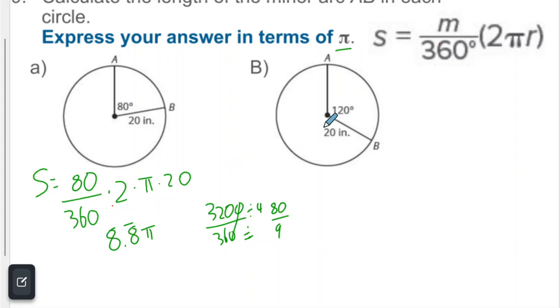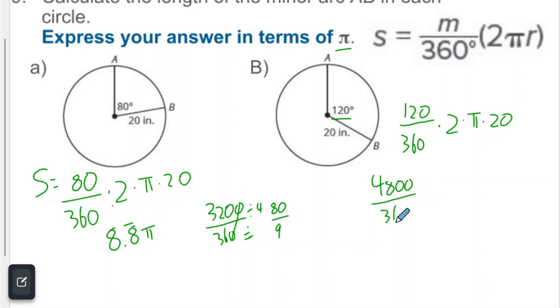So we're going to have the same radius. So I'm going to have a different central angle. So I'm going to have 120 over 360 times 2 times pi times 20. And then I can put 120 times 2 times 20 in the calculator, get 4,800 over 360 pi. Oh, that should have a pi there. Forgot that. And if I wanted to, I could figure out the decimal version of that, which would be 13.3 repeating pi.